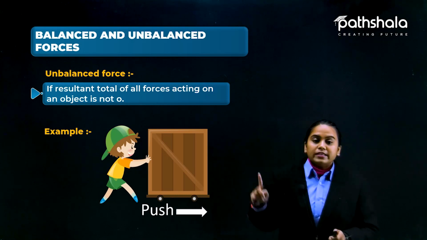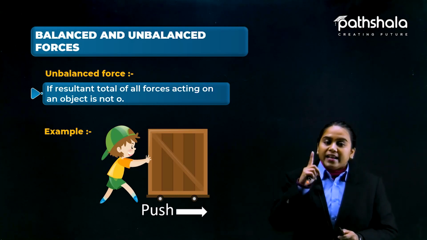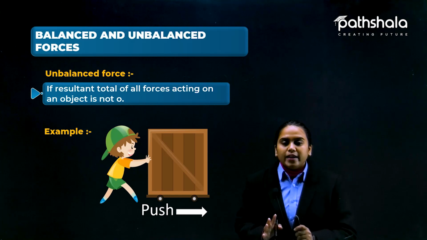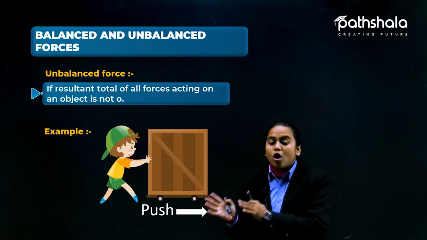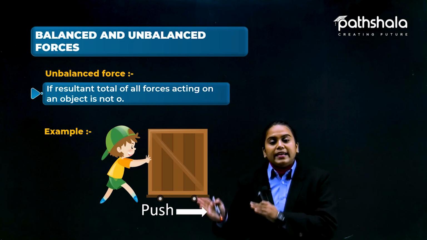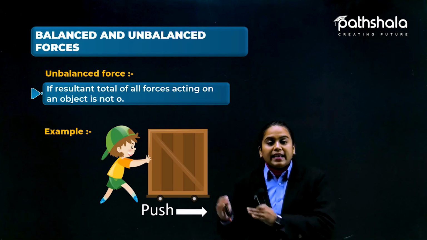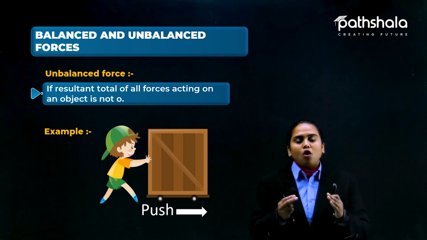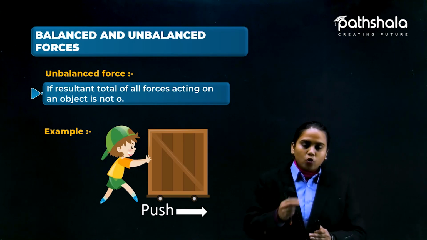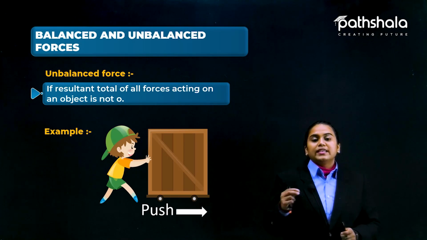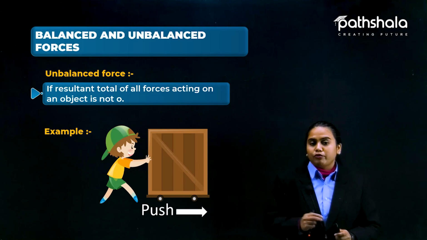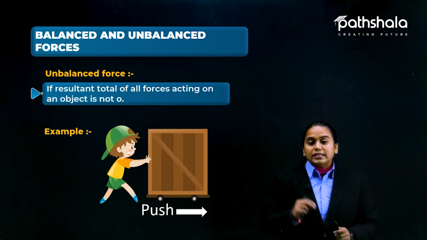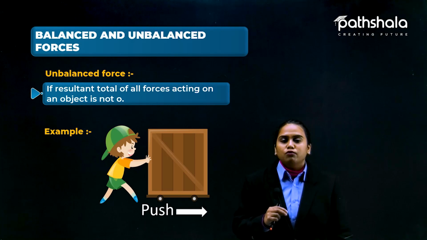Now 10 minus 2 will be 8 Newton, and 8 Newton will be the resultant force applied on this box right now. That leads to it shifting from here to here with a force of 8 Newton. So I think, students, this example is very much sufficient for you to clear your concept related to the unbalanced force.